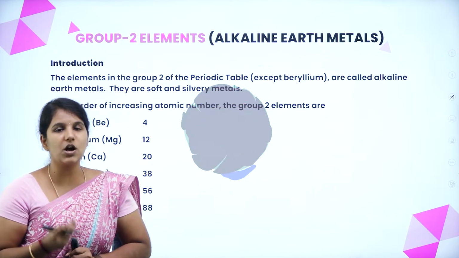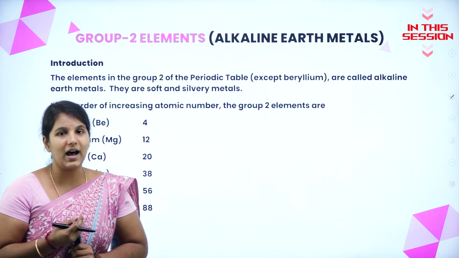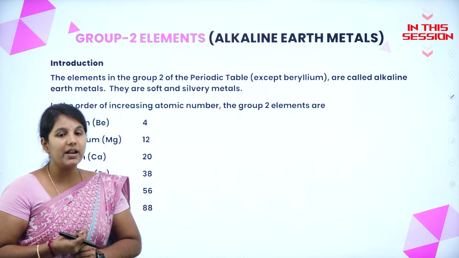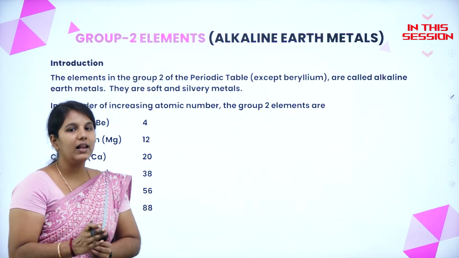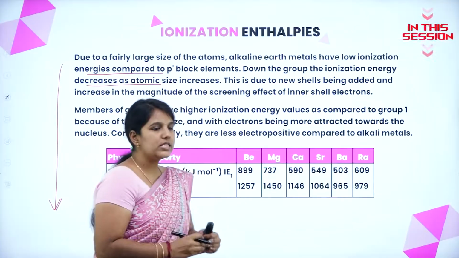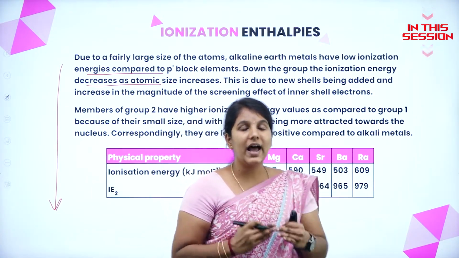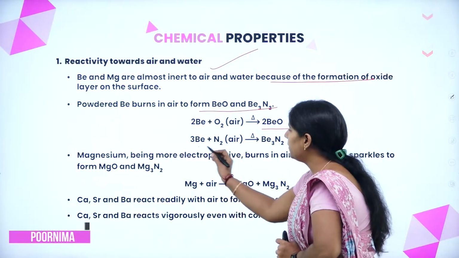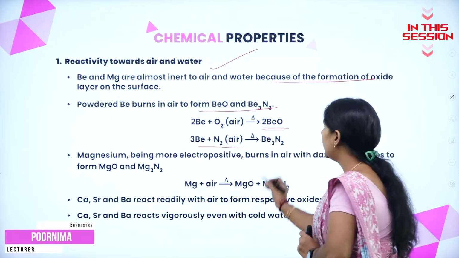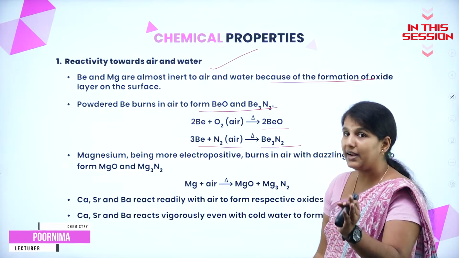When it is dissolved in water, it forms an alkali and it is obtained in alkaline form in the earth crust, hence it is known as alkaline earth metals. As we move down the group, the ionization enthalpy will decrease. Similarly, when beryllium reacts with nitrogen, it forms what? Beryllium nitride.